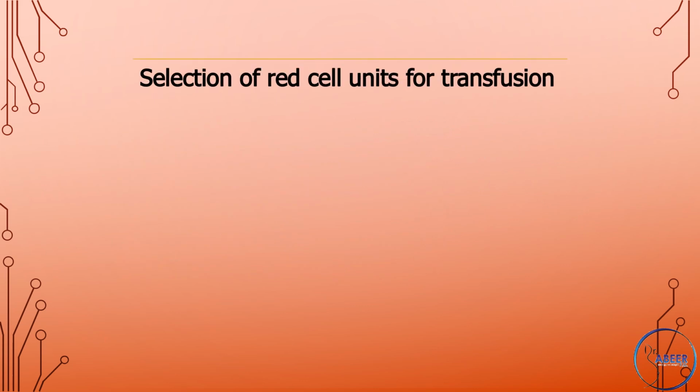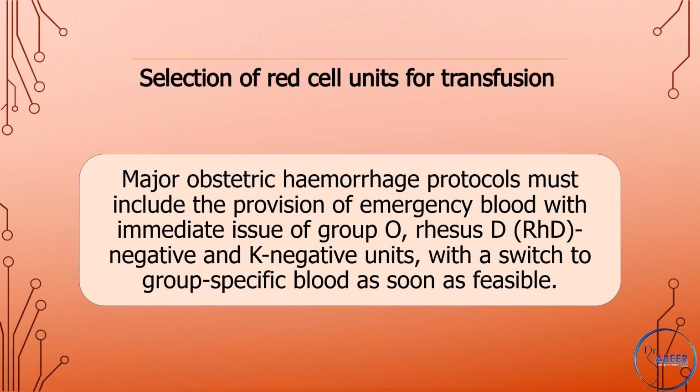Selection of red cell units for transfusion. Major obstetric hemorrhage protocols must include the provision of emergency blood with immediate issue of Group O, rhesus D, or RHD negative and K negative units, with a switch to group-specific blood as soon as feasible.